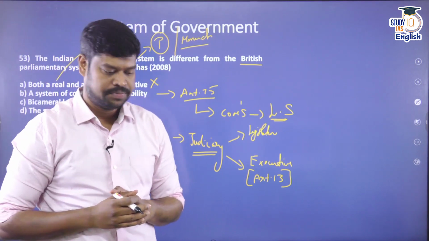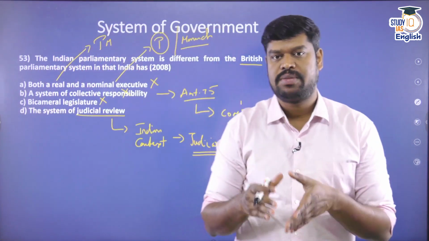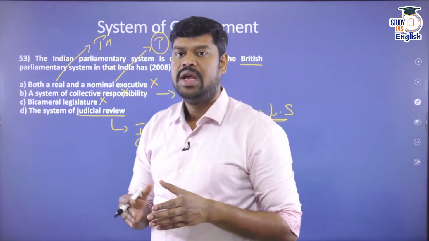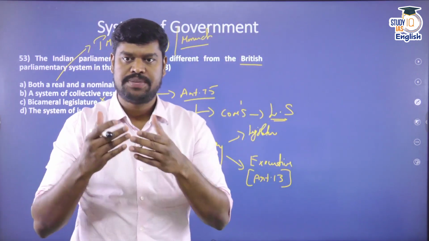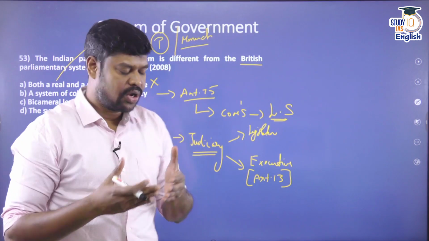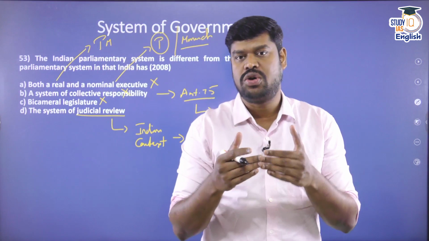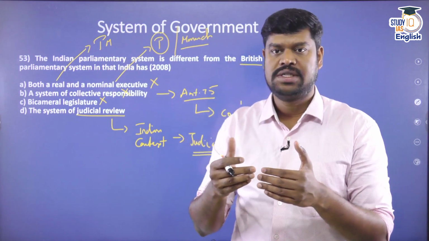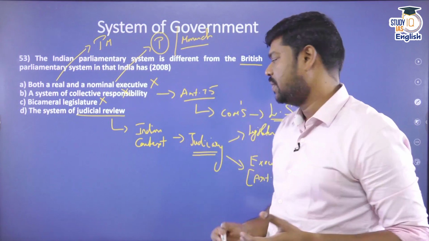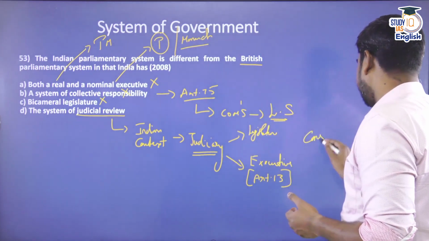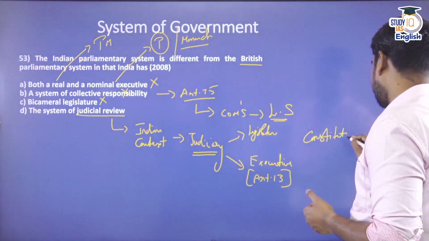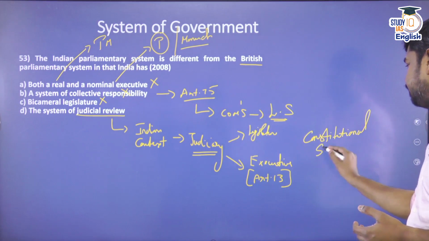Not just Article 13, there is Article 32 and Article 226; all these articles give the power of judicial review to the courts. However, what is the system of judicial review in the United Kingdom? In the United Kingdom, the judiciary is not as powerful as in India, because in India we have a written constitution, and we follow the principle of constitutional supremacy.